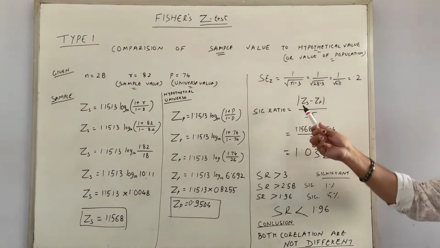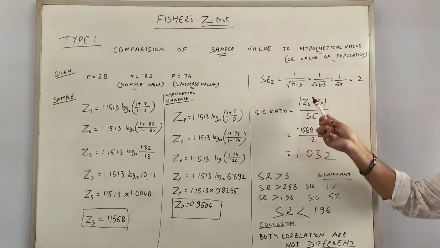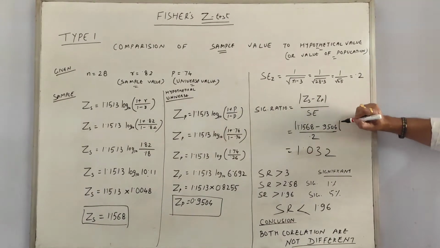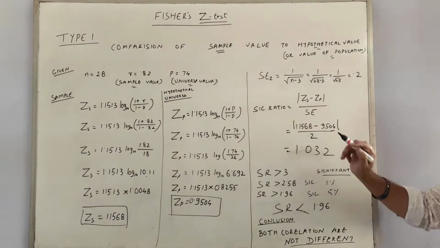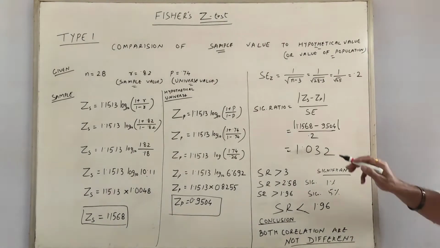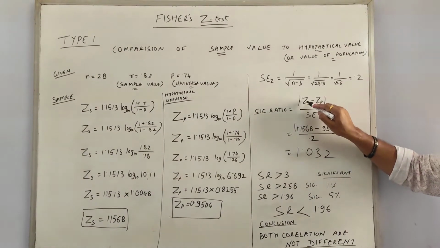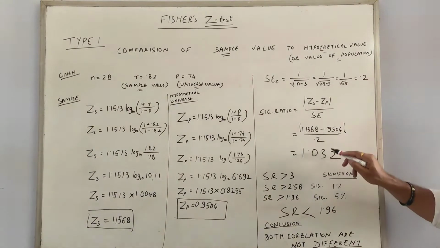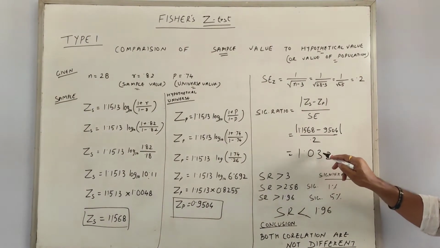So the significant ratio is the modulus value of Zs minus Zt, which we have to take. Here also we have to take the modulus value. Because it is greater than, there is no difference in that, but if it had been smaller, the modulus value would have come into consideration. After calculation it is coming to 1.032.